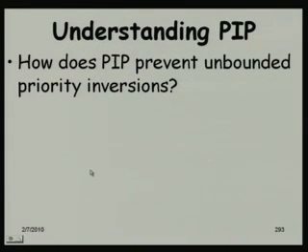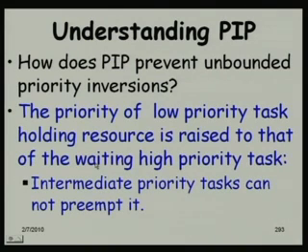But let us understand how the priority inheritance protocol prevents unbounded inversions. Intermediate tasks cannot preempt now. Exactly, because the priority of the task is raised to that of the highest waiting task, there is no intermediate priority task which can preempt the task from CPU use.